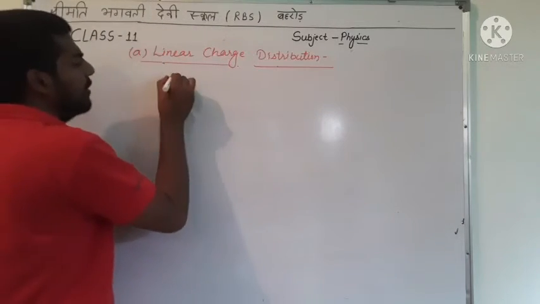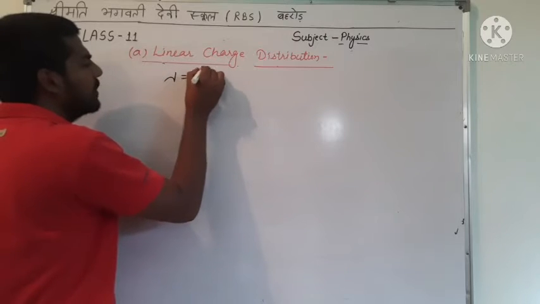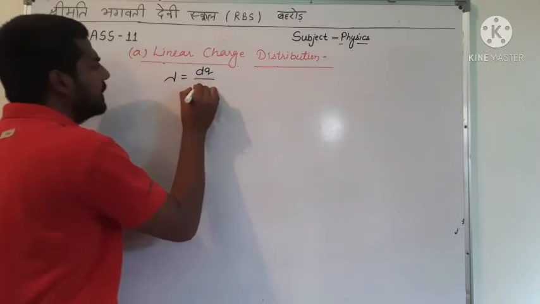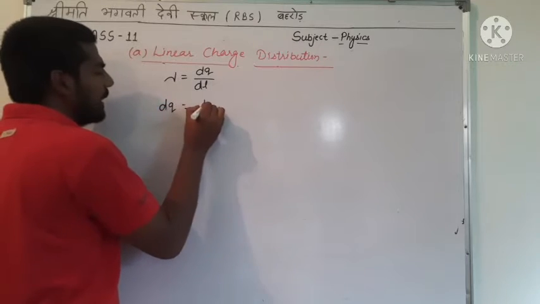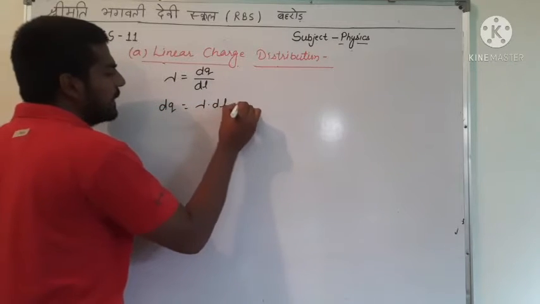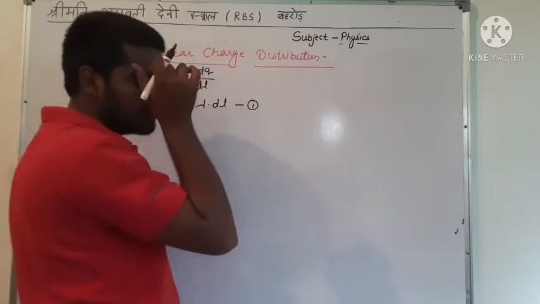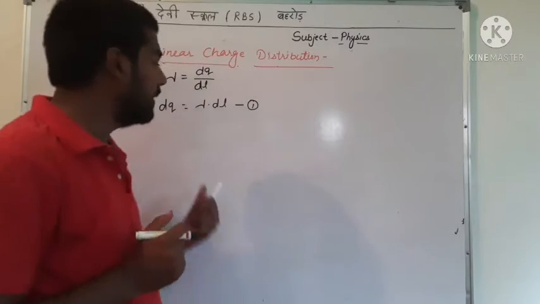Here we calculated lambda equal to dq upon dl. Here dq equal to lambda into dl. This is equation number first.